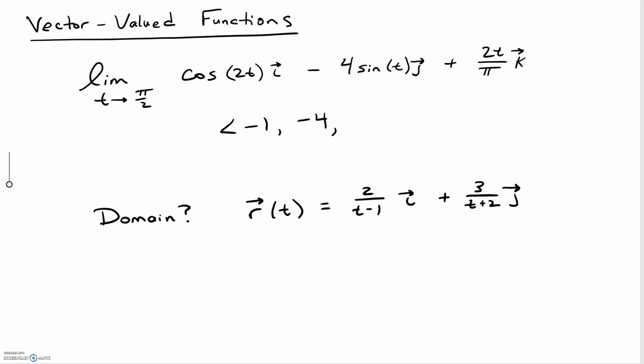And then finally, plugging pi halves into 2 times t. Well, we found out earlier that that is just pi, and then pi divided by pi is 1. And so we can just take our limit of each component one at a time.